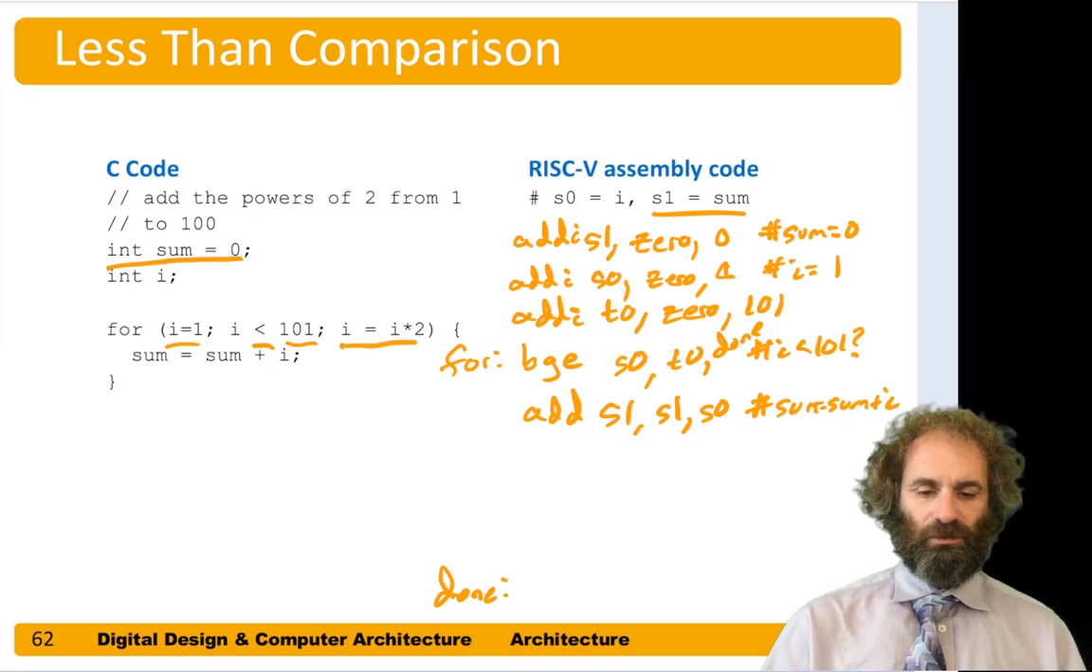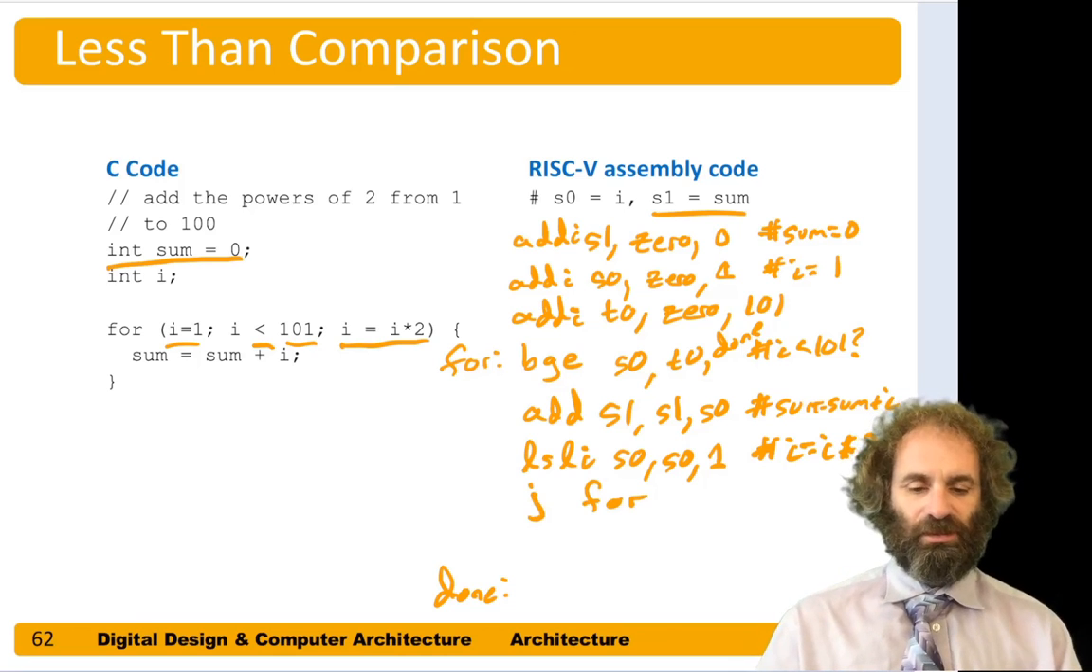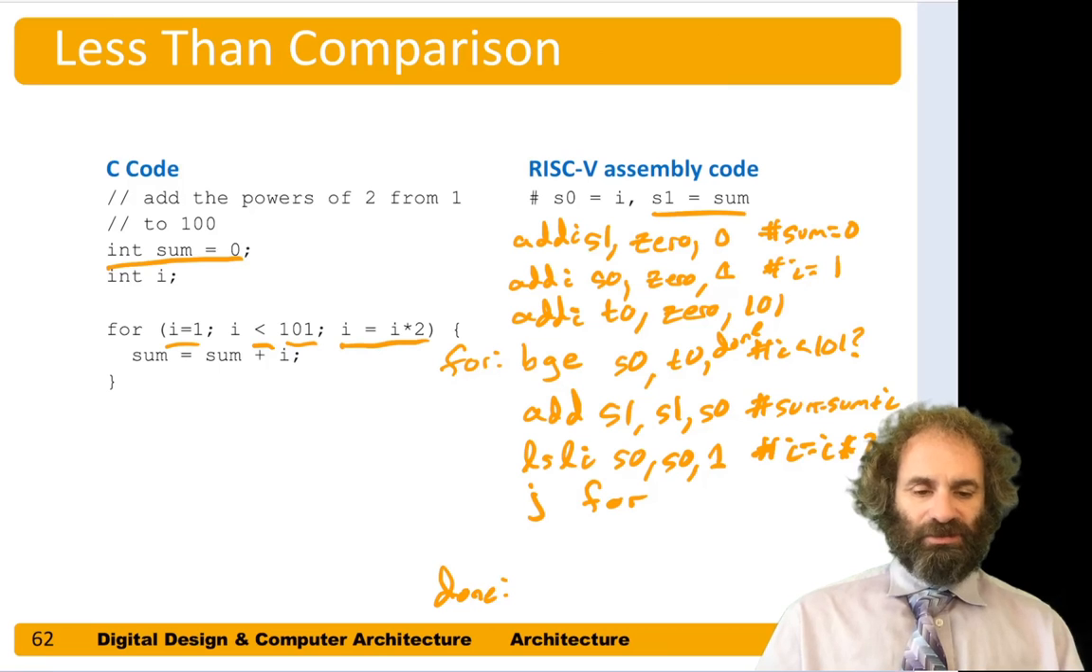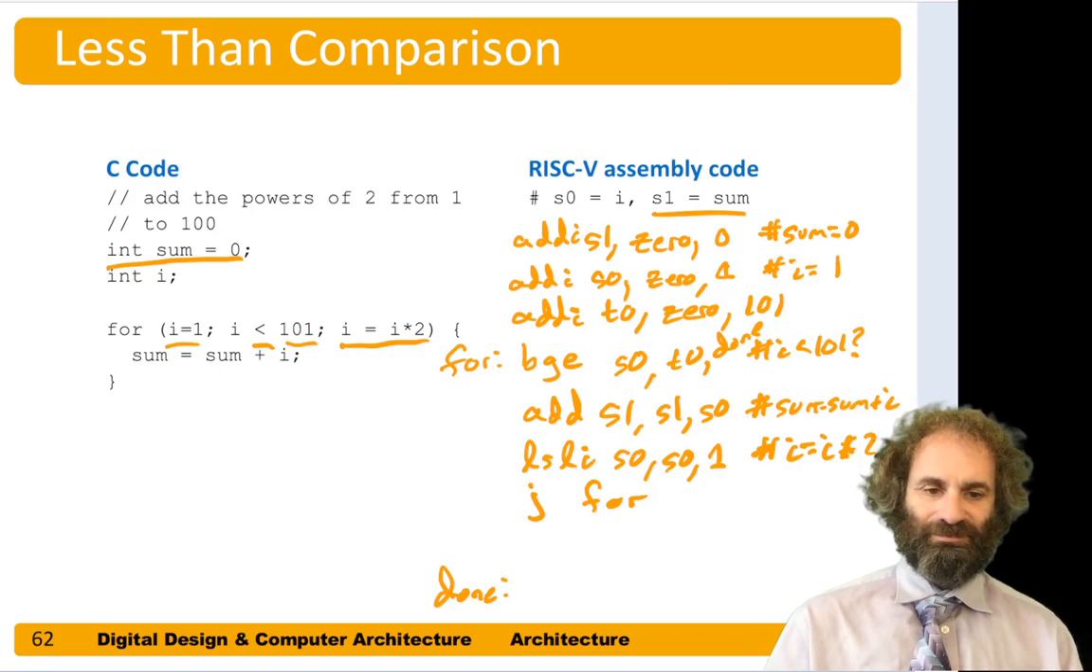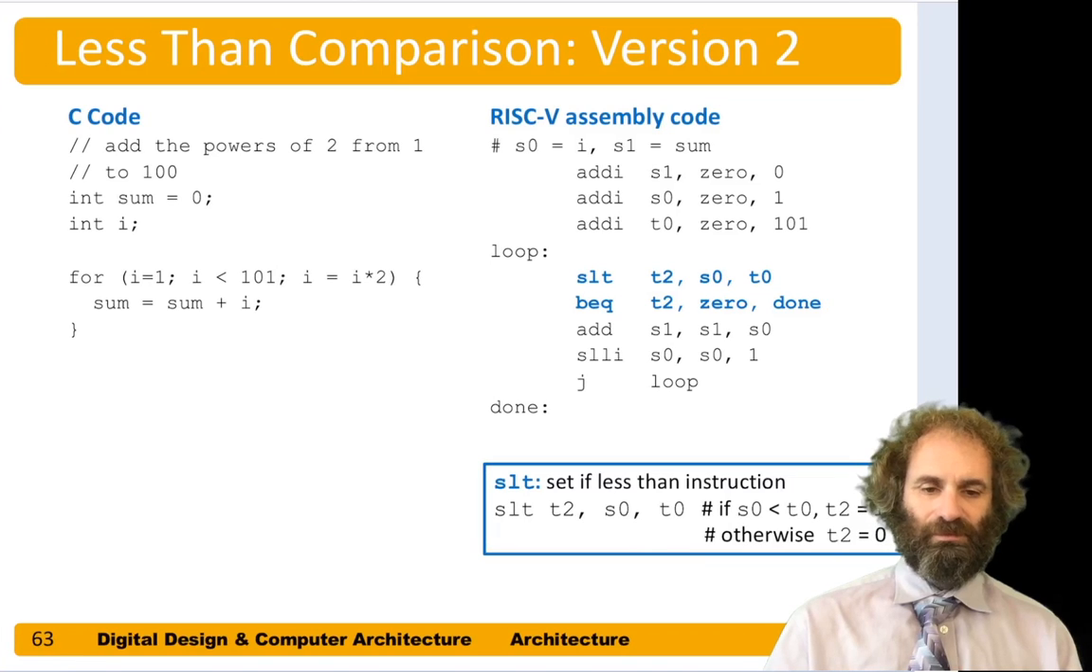And now we do the post operation, loop operation. I equals I times 2. We can do that with a shift left. Shift left immediate. S0 gets S0 shifted left by 1. And then we need to jump back to the for loop to continue checking the condition until I is no longer less than 101. That was using the branch on less than or greater than or equal to.